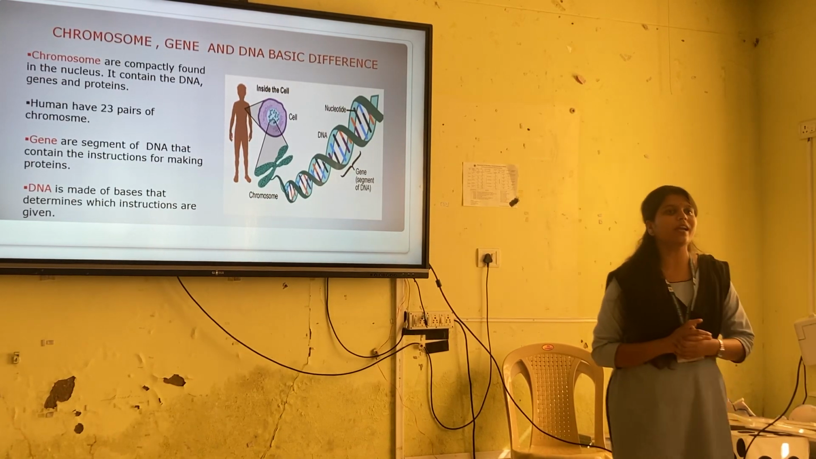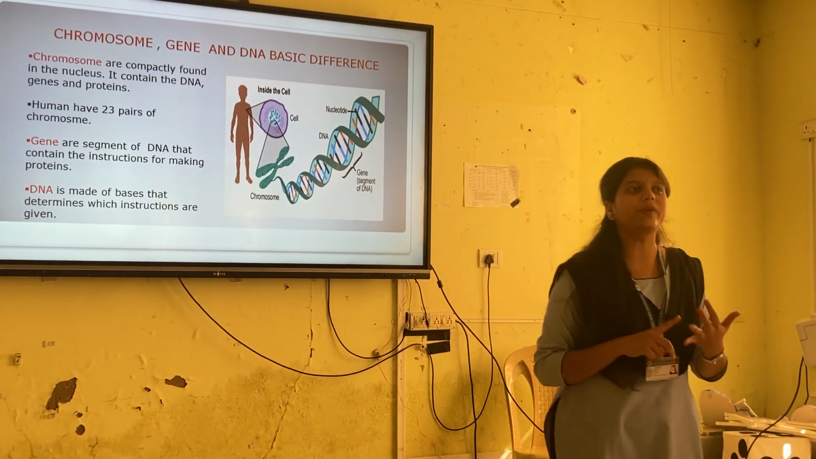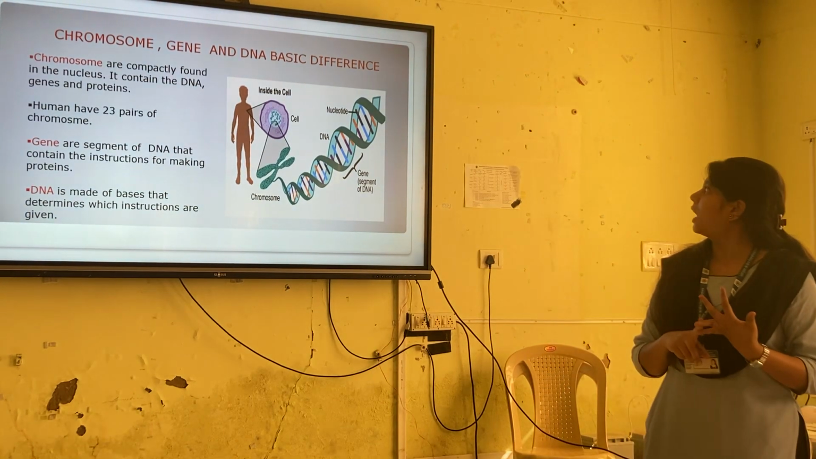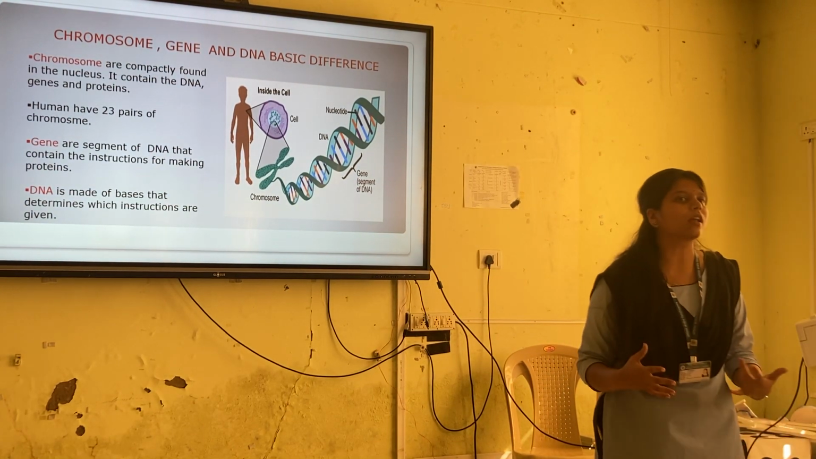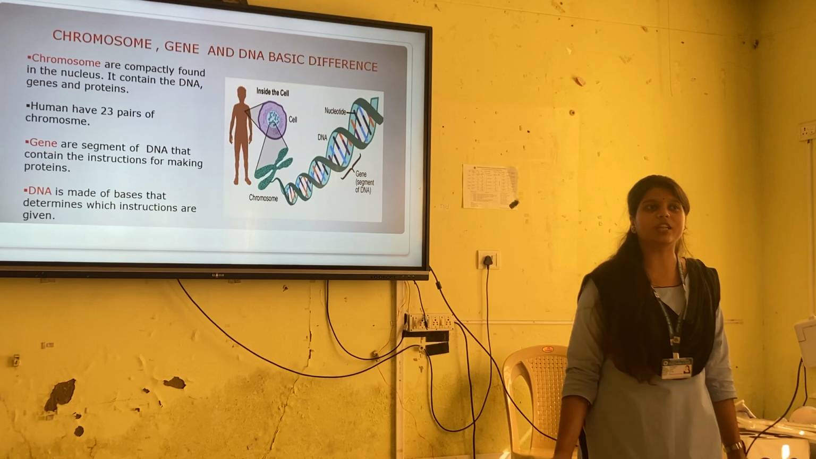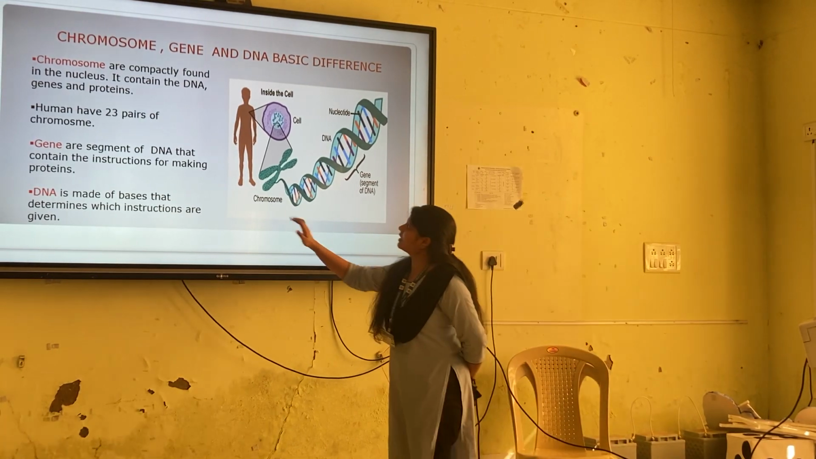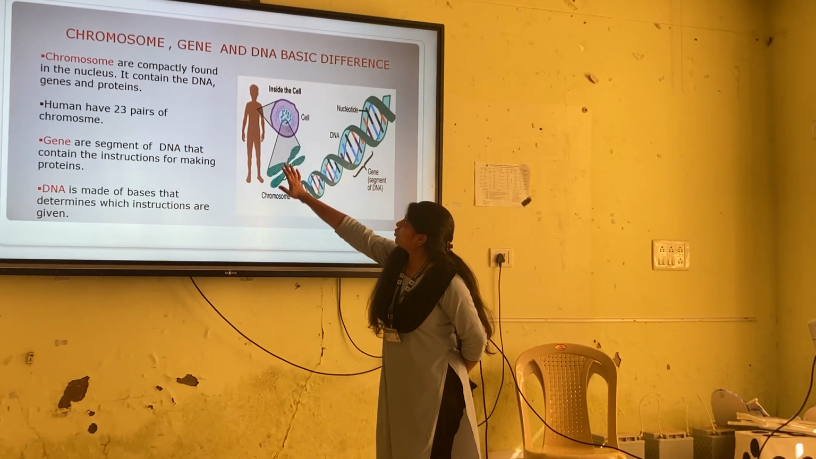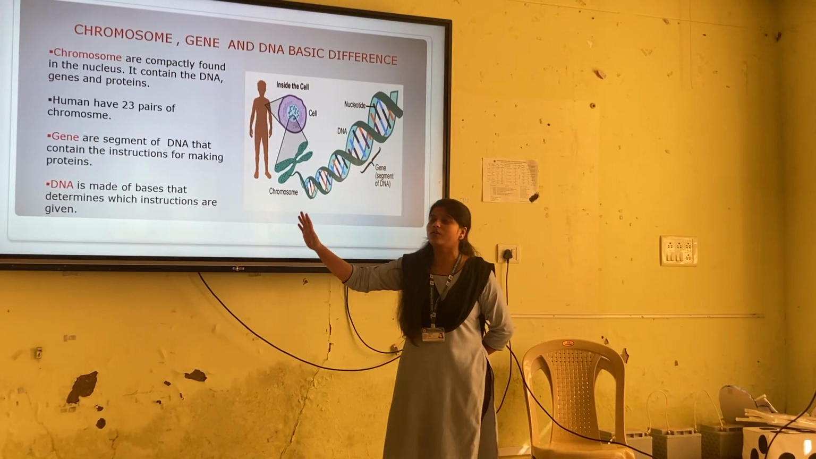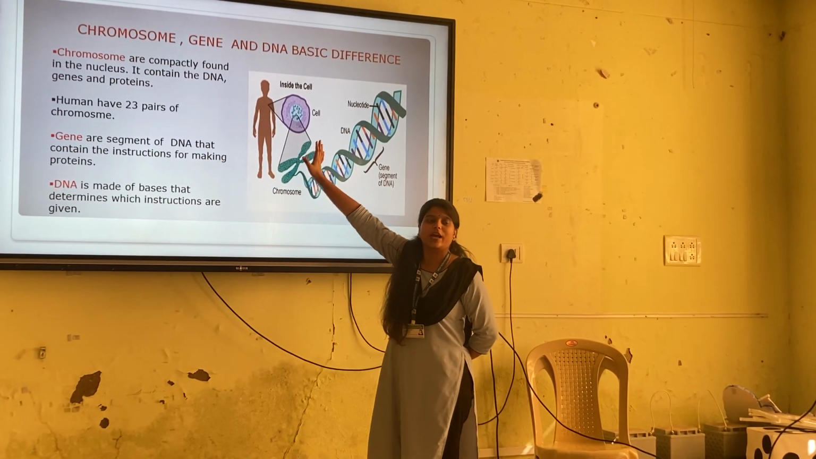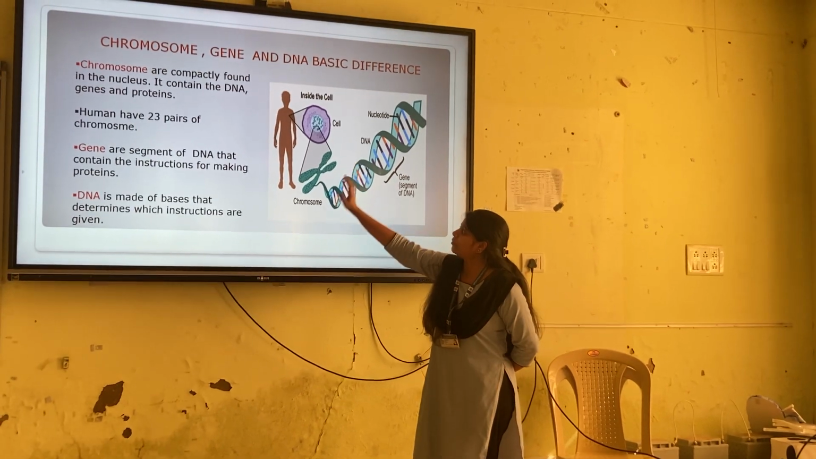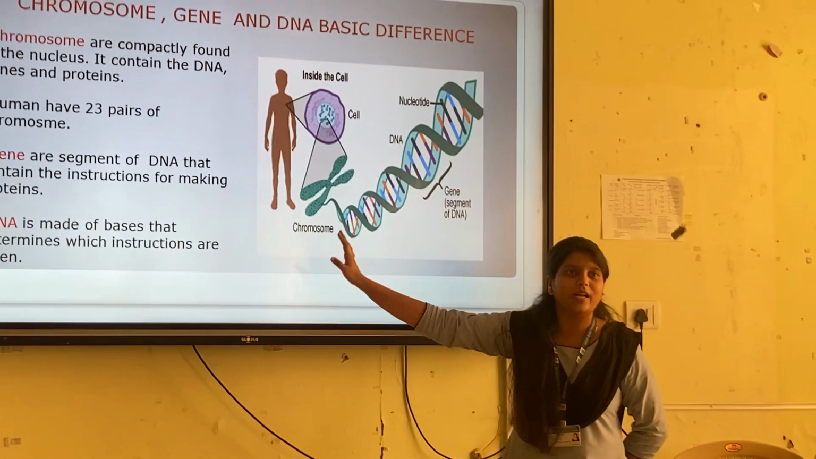So we basically get confused between the chromosome, DNA and the gene. So now let's understand what is the basic difference between these three terms. First let's see. This is the human. In this human we have billions of cells. In the cells we have the nucleus. In the nucleus we have the DNA or chromosome present inside.